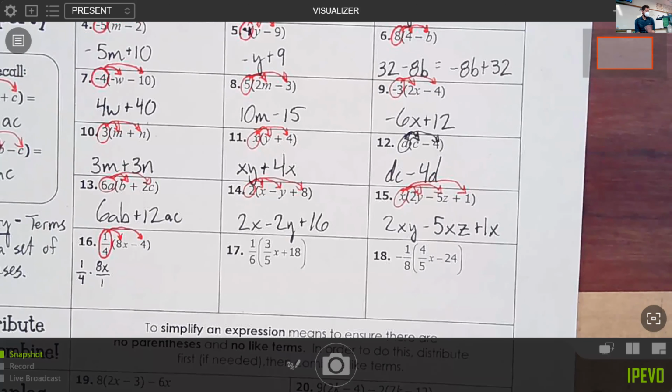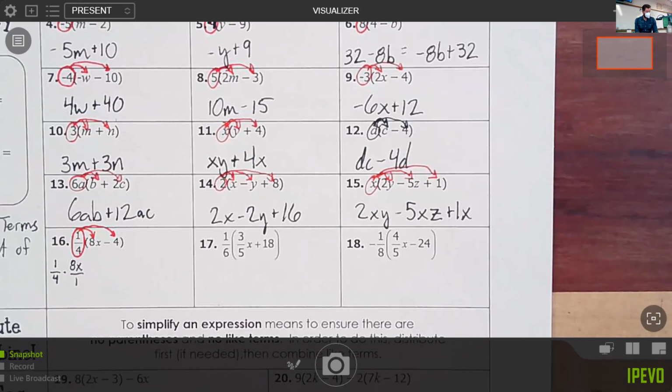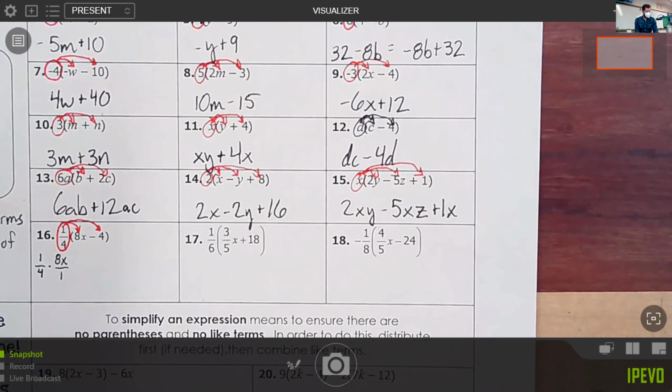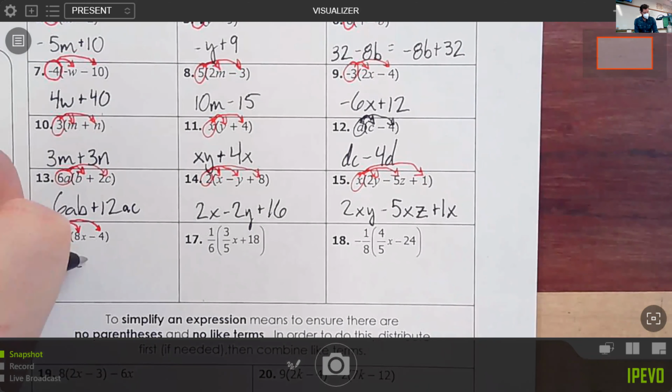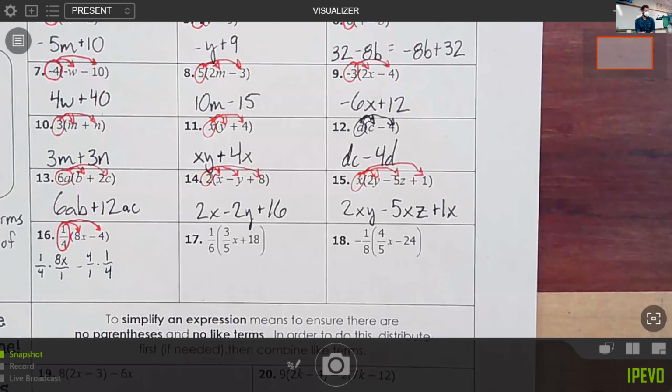Because that's what 1/4 times 8x means. And then we're going to have minus 4 times, now it doesn't matter what order you do this in, so I'm going to write the minus 4 here. So minus 4 over 1 times 1/4. So the 1/4 could be up front, it could be after the value as well. Multiplication, the order doesn't really matter. I wanted to keep this minus 4 in the same spot. So that's why I did it that way.